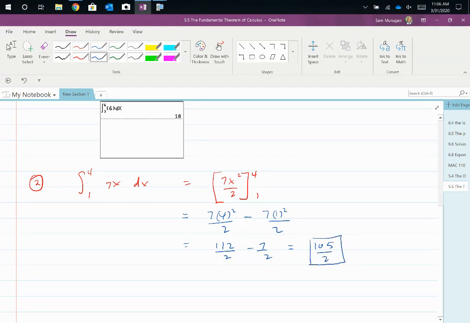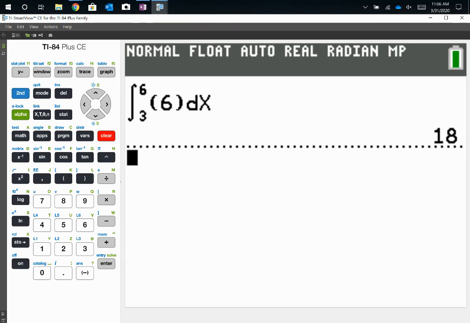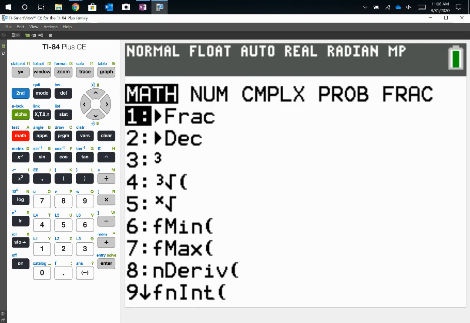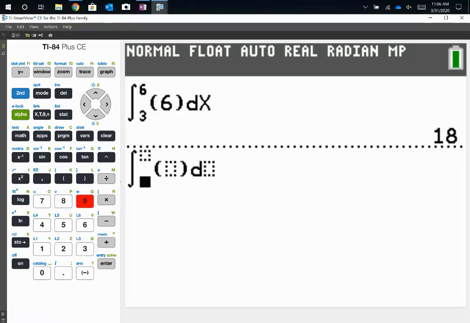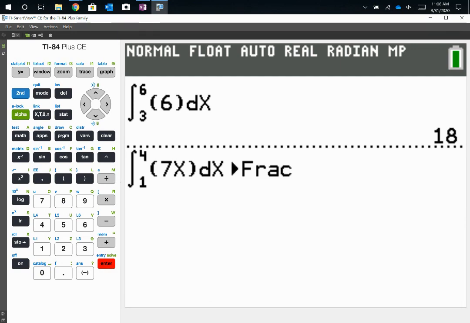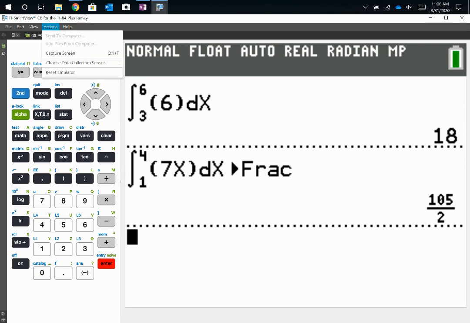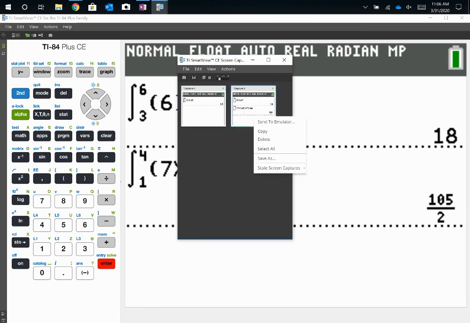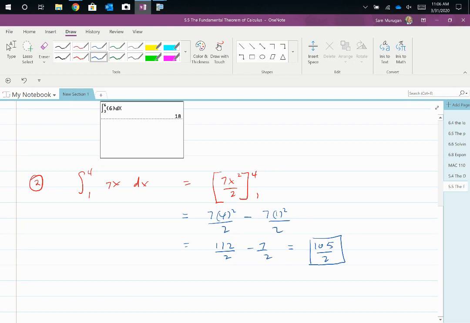Again, if you're doing this with the calculator: math, number 9, 1, 4, 7, x, dx, and ask the calculator for a fraction answer to give 105 over 2.